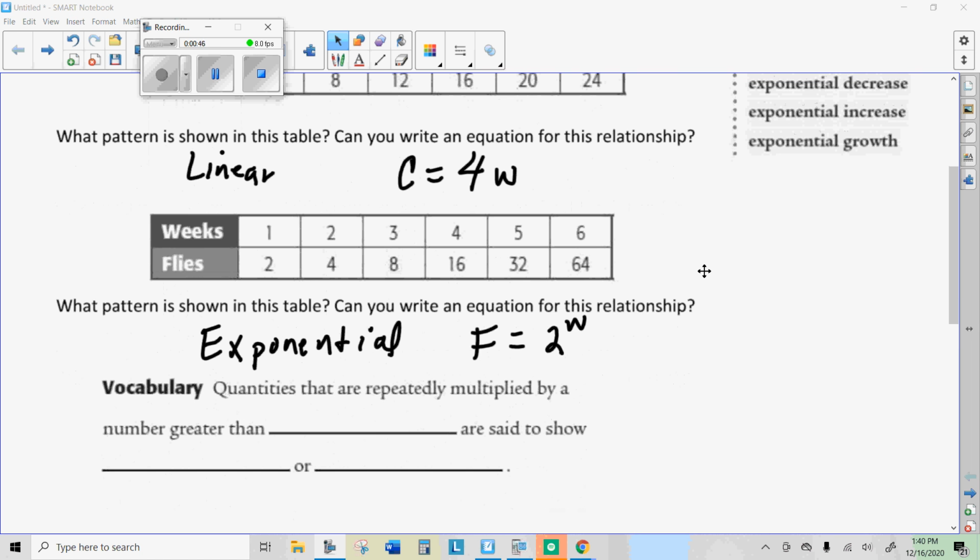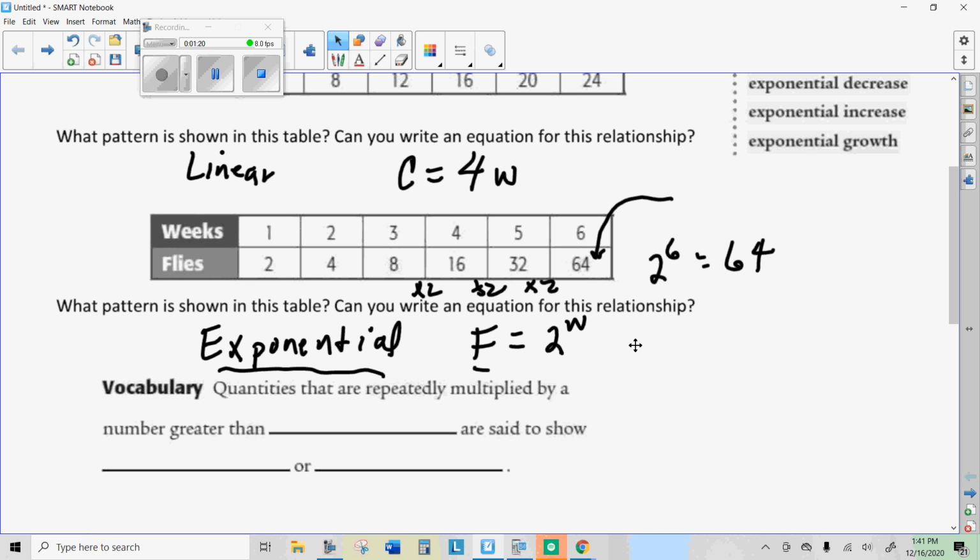On the second one, you should have noticed that it's a relationship of multiplying. You're multiplying by 2 each time to get the next week's worth of flies. When that happens, it's called exponential. And the equation for this would actually be the number of flies is equal to 2 to the power of W. So to get this number here, you would take 2 to the 6th power, which is 64. And that's because you are repeatedly multiplying by 2 in this table.